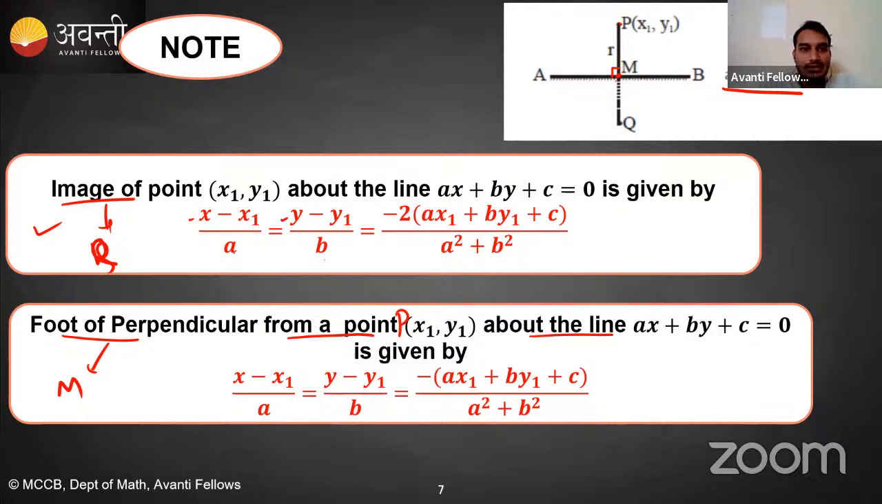Okay, is this clear, everyone? The formula is clear. Is this clear? Formula is clear or not? Any doubt so far, students? Any doubt?